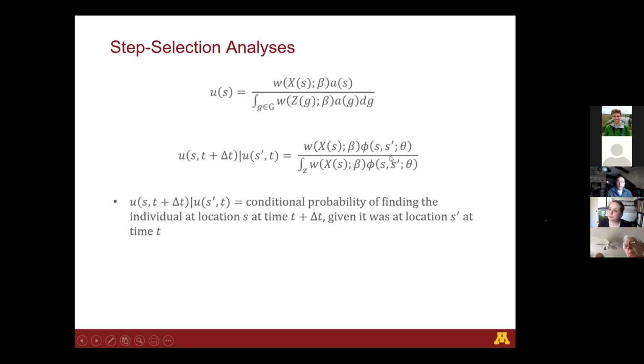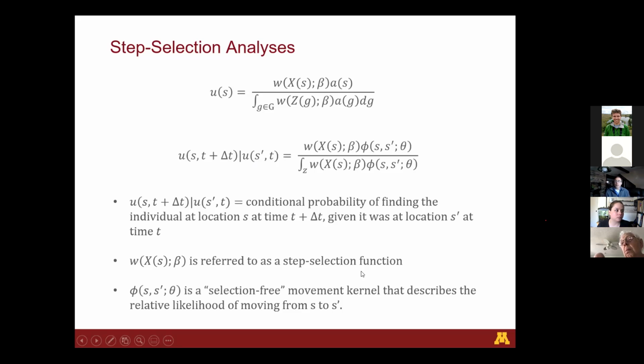And we do that using a similar looking framework, but we have this piece here, phi, that's a movement kernel that describes how the animal would move if it wasn't selecting for any certain habitat characteristics. And then we have this weighting function, again, to model the importance of environmental characteristics on the space use of an individual animal. Okay, so now we're modeling conditional use given where you were 15 minutes ago, say, in terms of a movement model and a habitat selection model that we'll refer to as a step selection function.